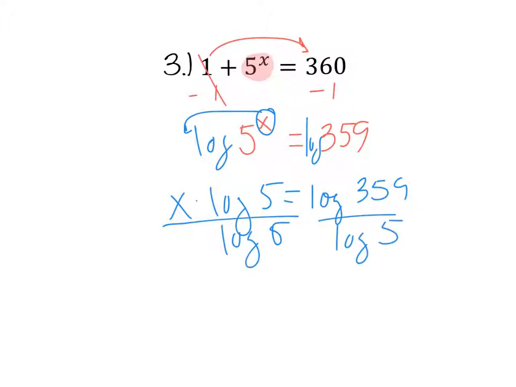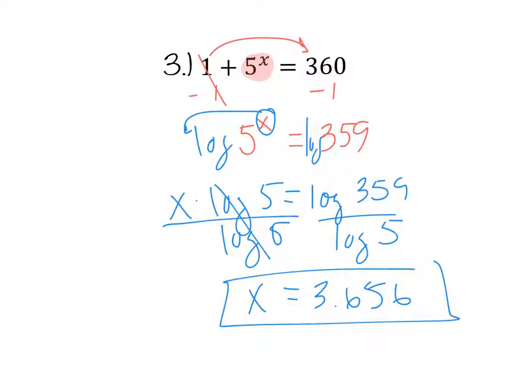Sorry for my terrible handwriting. I don't have my stylus today. So x will just simply be the log of 359 divided by the log of 5. That is 3.65656. Pretty straightforward. Let's try just a couple more here.